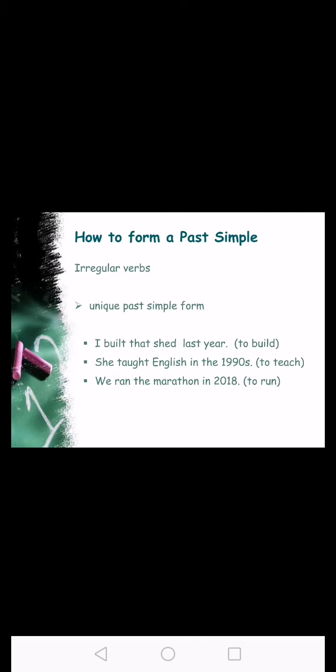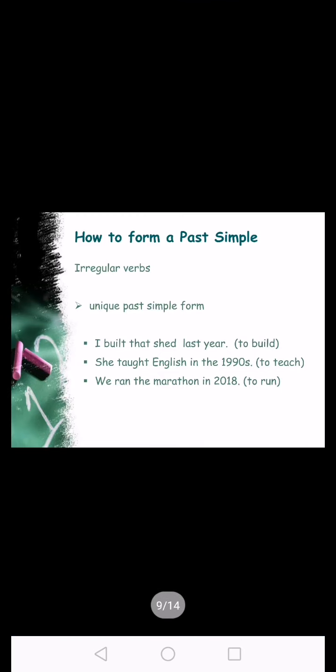Irregular verbs. Now let's take a look at the irregular verbs. All irregular verbs have a unique simple past form. Examples: I built that shed last year. The infinitive form of the verb built is to build. She taught English in the 1990s. The infinitive form of taught is to teach.